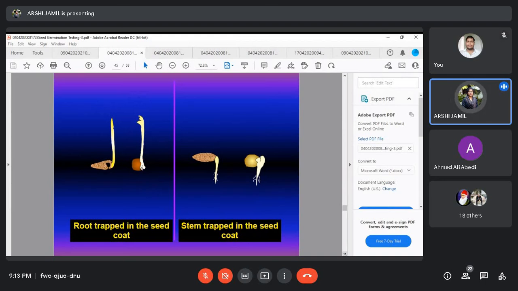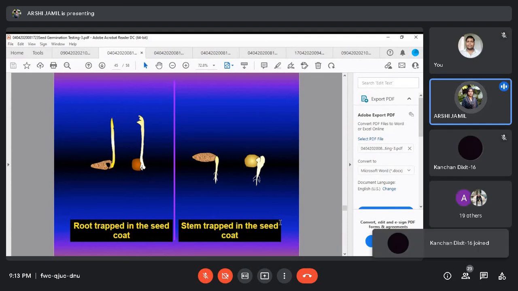You can see it on this screen. You have this seedling, it does not show any roots, so the root area, the developing roots or the radicle part, it might have got trapped within the seed coat. In the second figure you can see that you are not able to see the plumule. It is because the stem has got trapped within the seed coat.